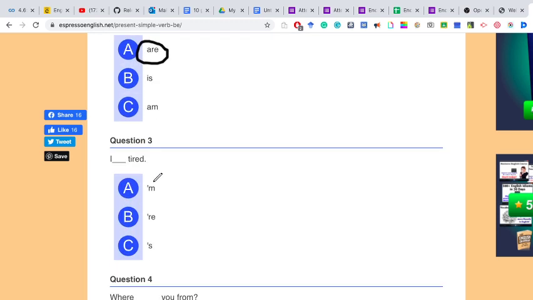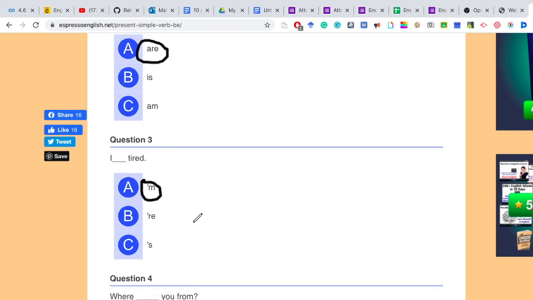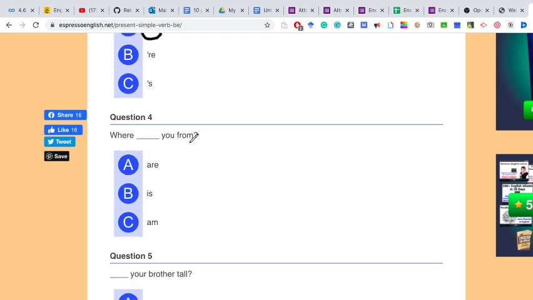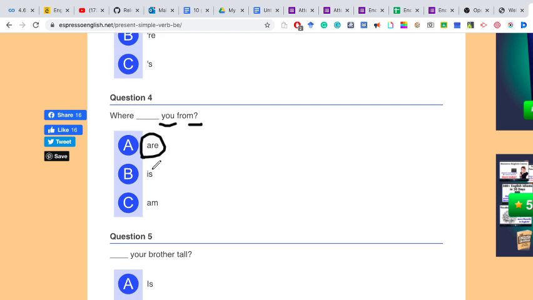Question 3. This is a contracted form. We use A, B, or C. I think you chose M. Am tired. With I we use am. Question 4. This is a question. It has a question mark at the end. Where the subject is you. With you, I use are, is, or am. I use are. Where are you from? This is the right answer.